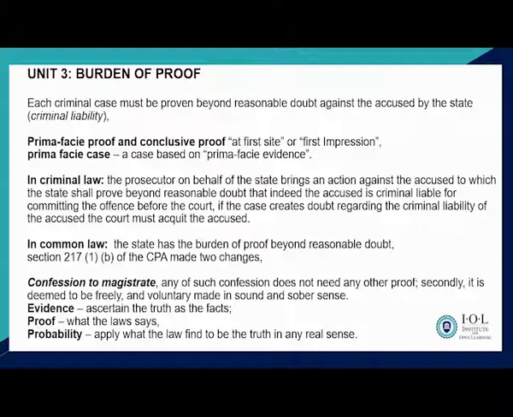In common law, the state has the burden of proof beyond reasonable doubt. Section 217, subsection 1, clause B of the CPA made 2 changes. Confession to a magistrate: any such confession does not need any other proof. Secondly, it is deemed to be freely and voluntarily made in sound and sober sense. Evidence: ascertain the truth as facts. Prove what the law says. Probability: apply what the law finds to be the truth in any real sense.